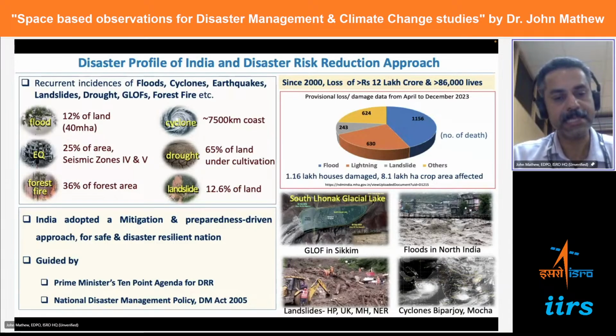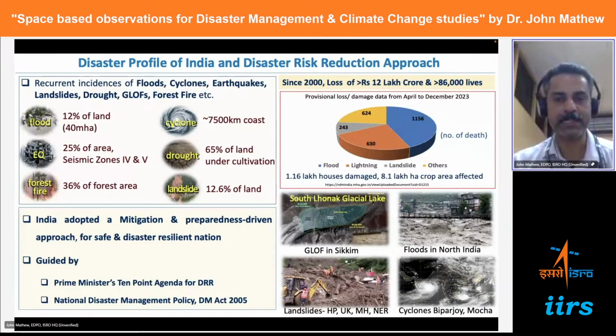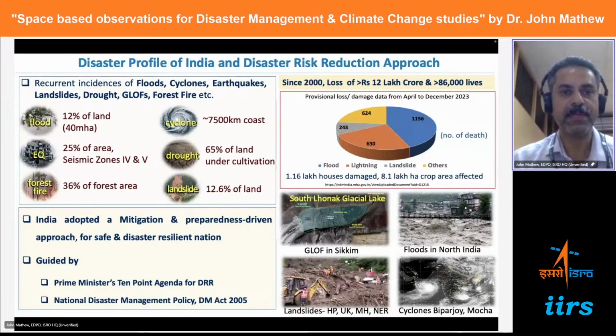And also, disaster management is enacted in the country in terms of law. That is, we have the Disaster Management Act 2005, which created the National Disaster Management Authority, NDMA. This approach is a three-tier approach. At the central level, we have the National Disaster Management Authority. Then further down at state levels, we have state disaster management authorities, and it drops down to district disaster management authorities. So this is the disaster profile of our country, and our approach for disaster risk reduction.